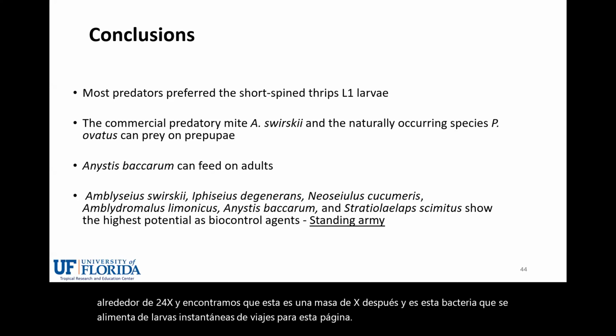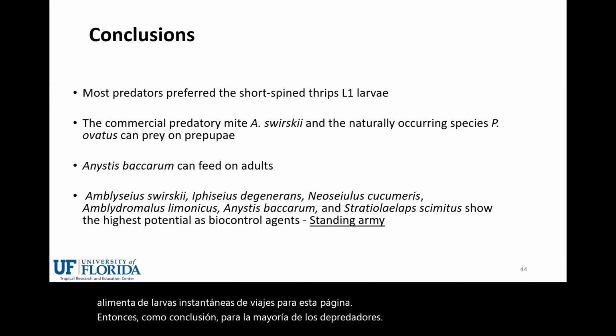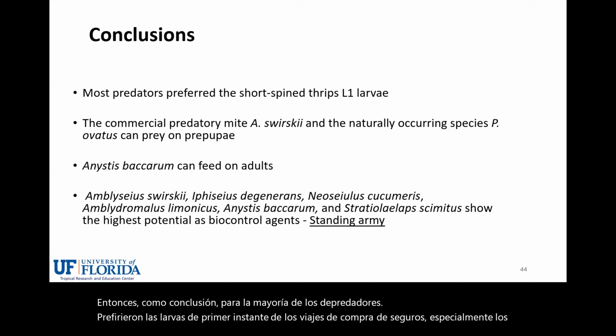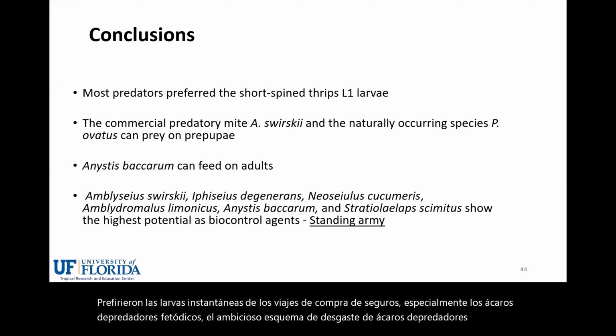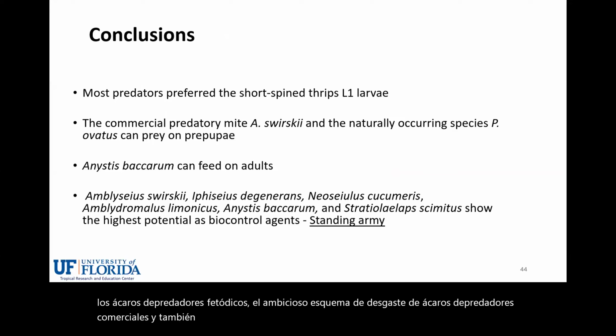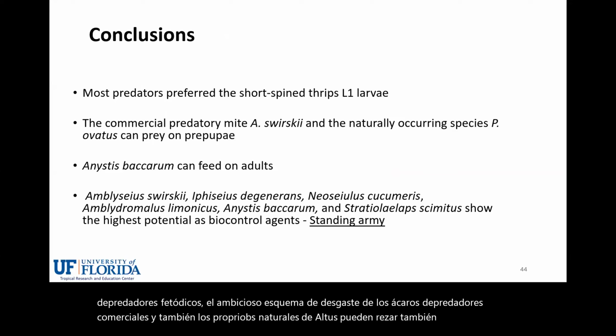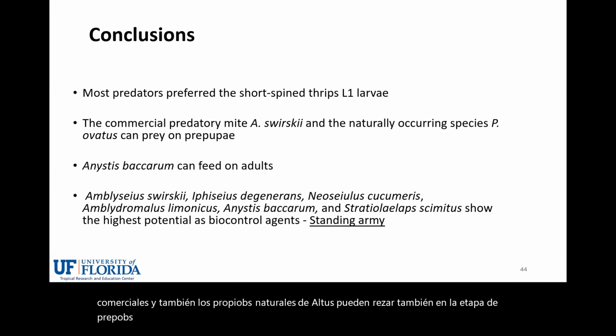So as a conclusion, for most of the predators, they prefer first instar larvae of the short spine thrips, especially the phytoseiid predatory mites, the commercial predatory mite Amblyseius swirskii, and also the naturally occurring Proprioseiopsis ovatus, which can prey also on prepupal stage. In the case of the predator Anystis baccarum, interestingly, it can feed also on adults.